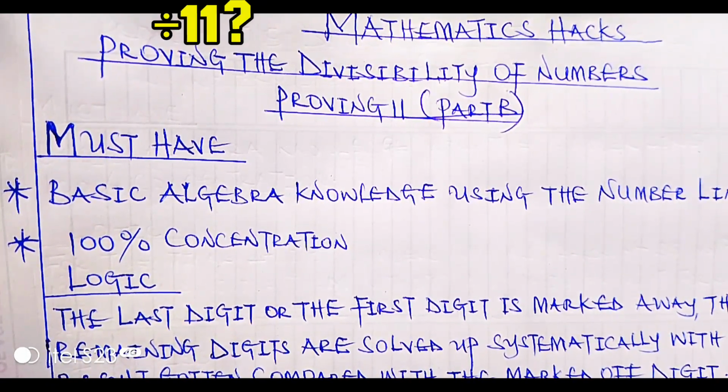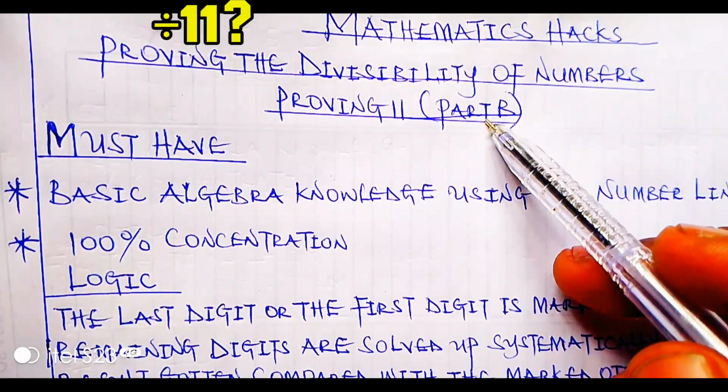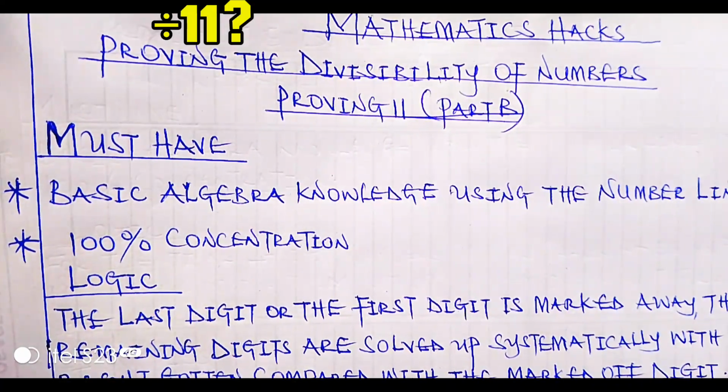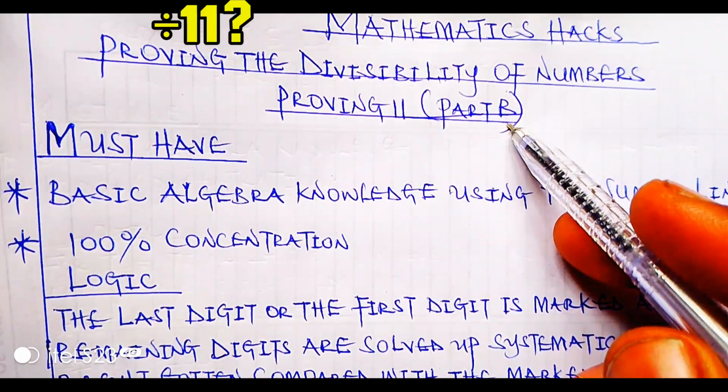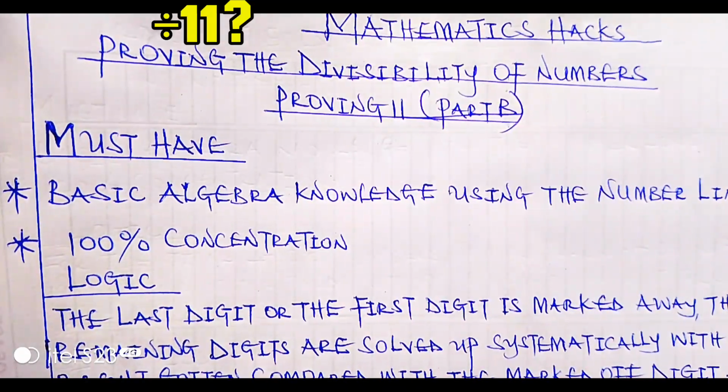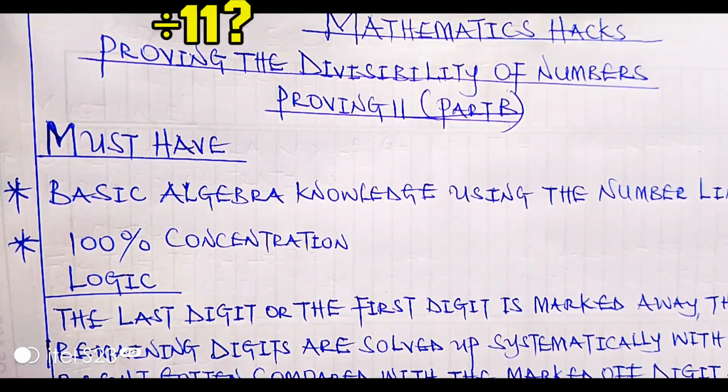We're taking Proven 11, Part B. This is the second part of Proven 11. We took the first part in the previous exposition, and this is the second part. So still on the series, proving the divisibility of numbers. How do we get to know if certain factors will divide other factors without a remainder, or if there will surely be a remainder? So today, these are the things we must have for 100% understanding.